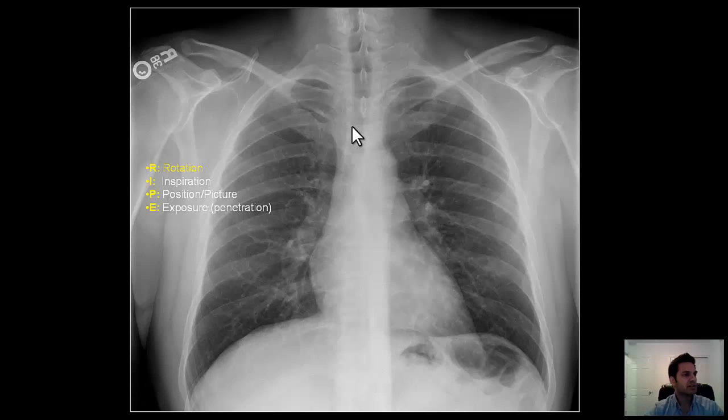Here we basically look at the clavicular heads and make sure they're symmetric, so you can draw a line through the midline and another line through the medial clavicular heads, and you want to make sure that you make nice symmetric 90-degree right angles. Next we're going to look at inspiration.